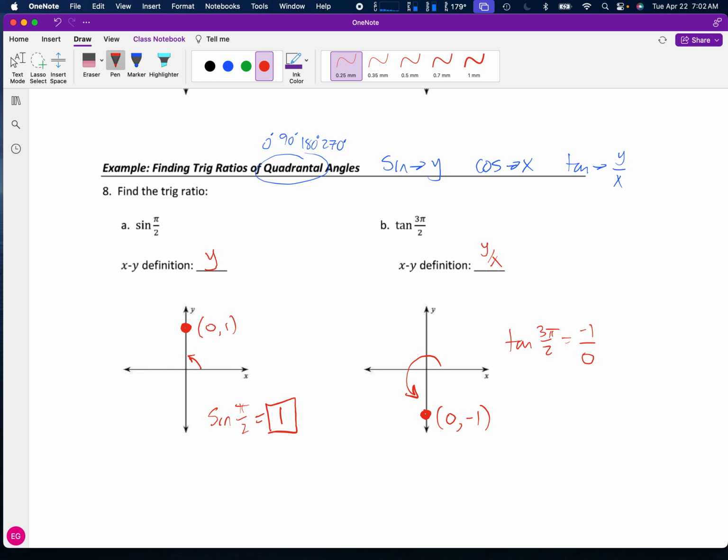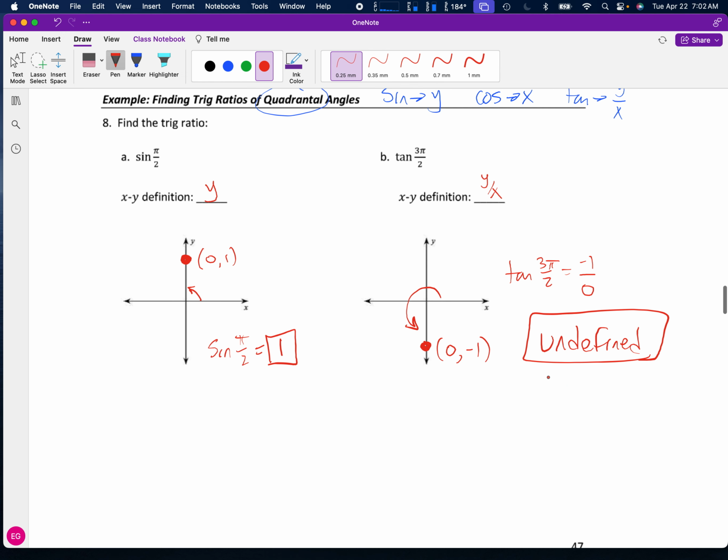But we know that we're not allowed to divide by 0 in math, so the answer to this is actually undefined, because we don't have a definition for what divide by 0 is. Does not exist, or no solution. It's undefined because we don't have a definition for divide by 0. So no definition, undefined. All right. So whenever you fall on the axes, you're just going to use the x-y definition.